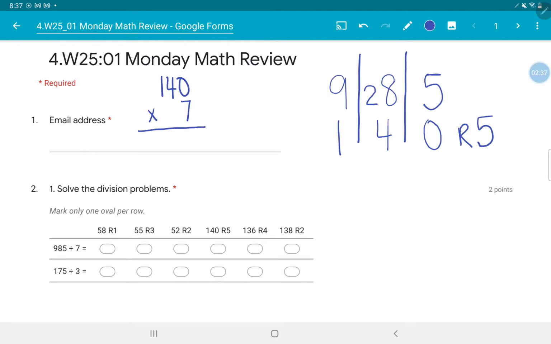So if I do 140 times 7, what do I do first to multiply that? What's my first step going to be, Jacob? You can multiply any way you want, any strategy. You would start with the 0 and then go up from there. Okay, so tell me what I would do. 7 times 0 would be 0.